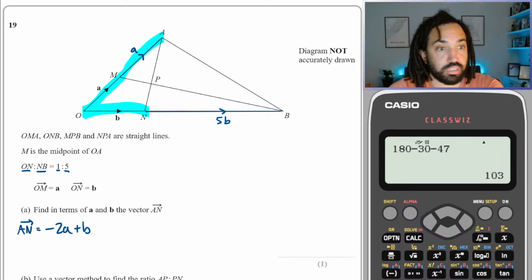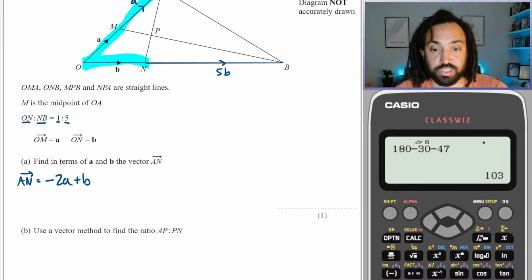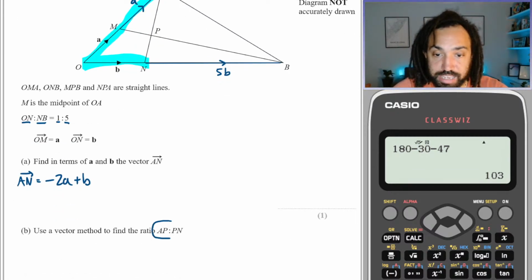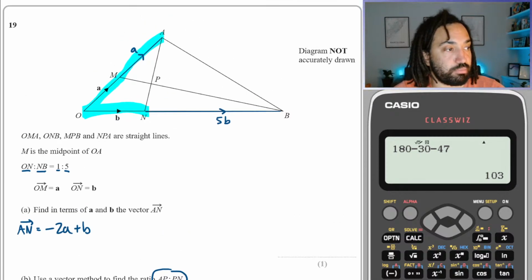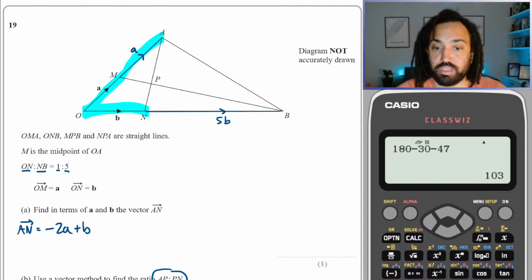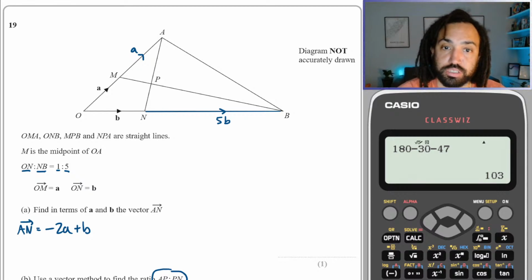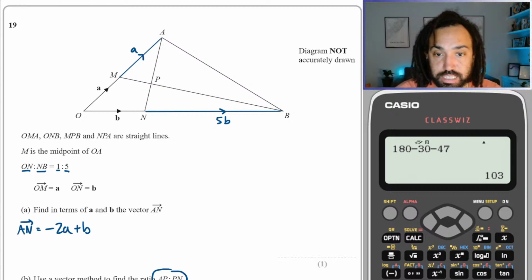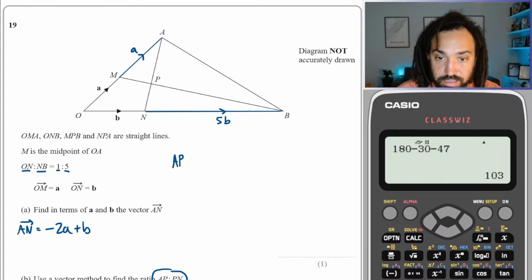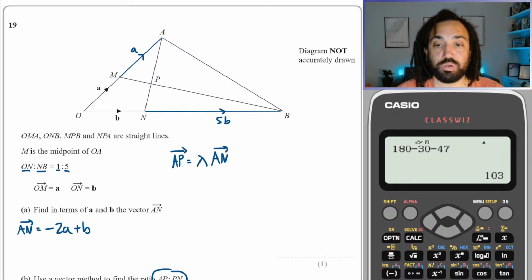Okay, so what is next? Now it's asking me to find, using a vector method, the ratio AP to PN. Okay, so this is the tricky part. This is the part where you have to use the lambda and the mu. Okay, so what I'm going to do is I'm going to say that AP is a fraction of AN, and the fraction I'm going to call it is lambda.